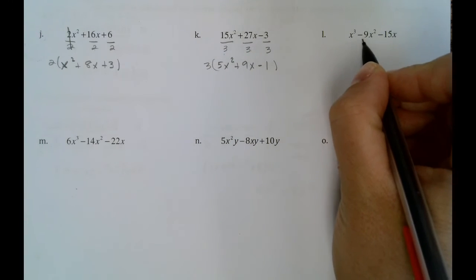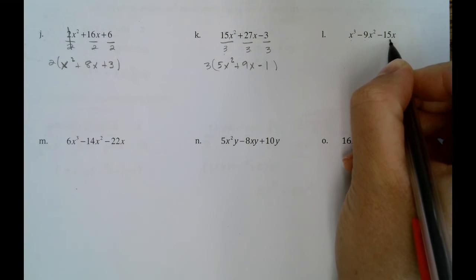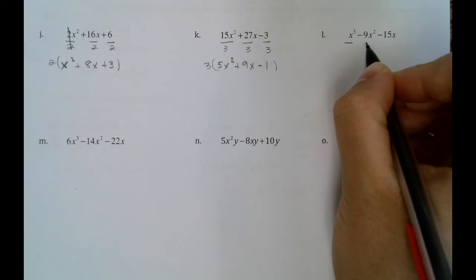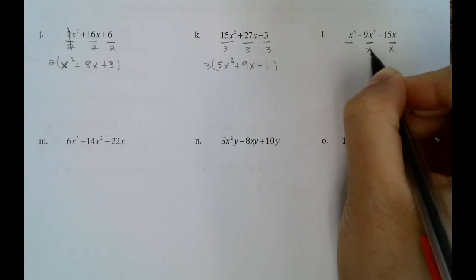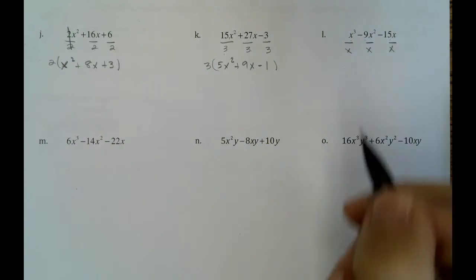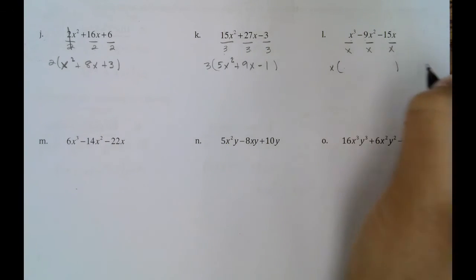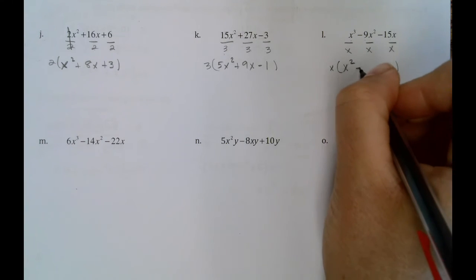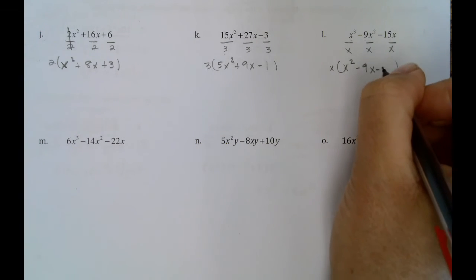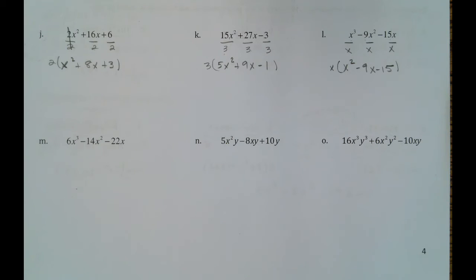In letter L, there's not a common number that we can divide out, but each term does have an x. So we're going to divide out an x for each term. So we're left with x squared minus 9x minus 15. Okay, 3 more.